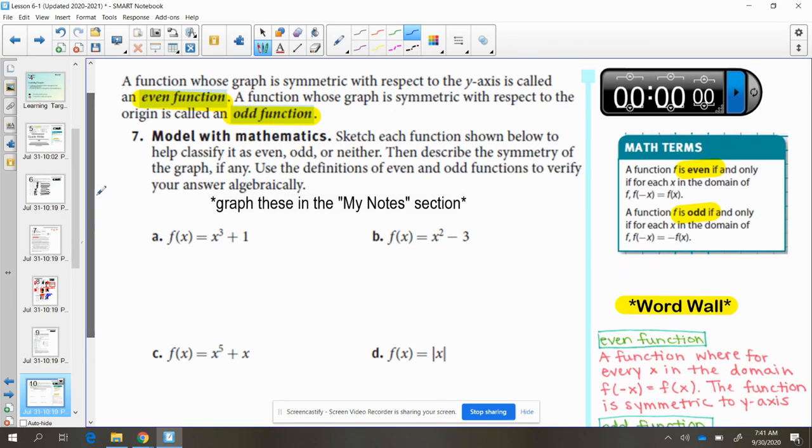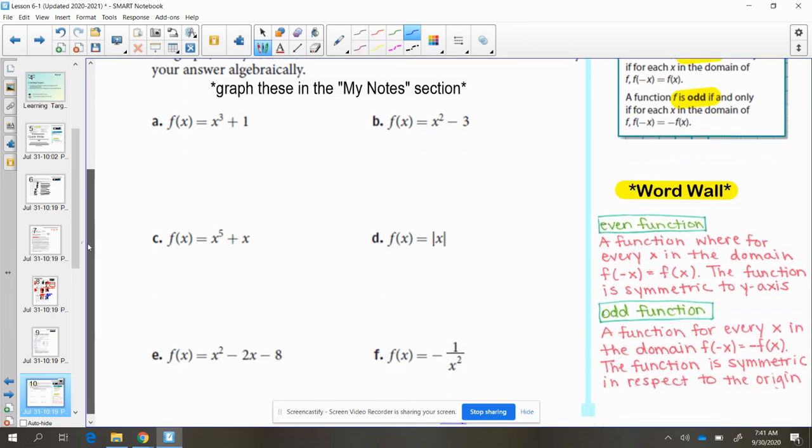And then finally, we're going to end today talking about an even versus an odd function. Okay. So we have some examples here of an even function versus an odd function. And algebraically, to figure out if something is an even function, if you plug in f of negative x and it comes back to the original function, it's even. Okay, that's how you can find out if a function is even.